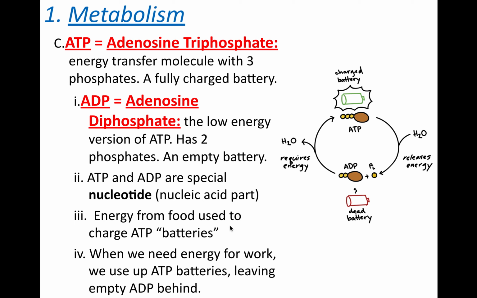And again, when you have extra energy from food, you'll make ATP, but if you need energy, you'll take ATP and use it up and turn it into ADP to get energy out of it. Okay? So, if you don't want to write this whole thing down and pictures are better for you, then draw this picture as long as you understand what it means. And make sure you know ATP and ADP are nucleotides and part of the nucleic acids.